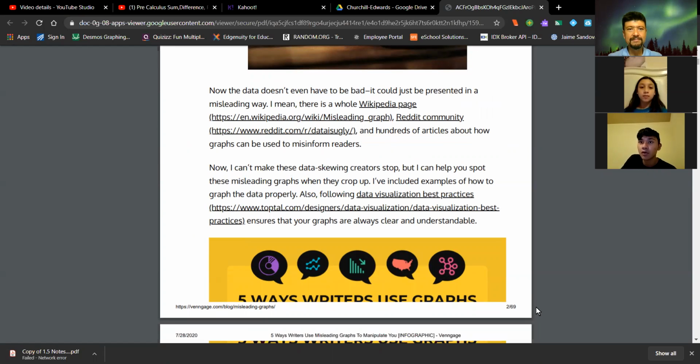I mean, there's a whole Wikipedia page, Reddit community, and hundreds of articles about how graphs can be used to misinform readers. And all for what purpose? To get their view across. Exactly. Keep on reading. Now, I can't make these data skewing creators stop, but I can help you spot these misleading graphs when they crop up.